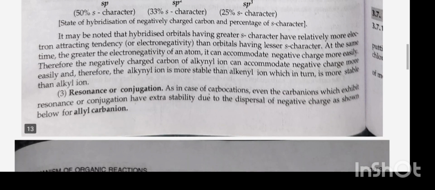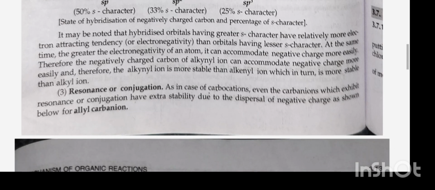It may be noted that a hybridized orbital having greater s character has relatively more electron attracting tendency, or electronegativity, than an orbital having less s character. At the same time, the greater the electronegativity of an atom, the more easily it can accommodate negative charge. Therefore, the carbon of the alkynyl ion can accommodate negative charge more easily, and therefore the alkynyl ion is more stable than the alkyl ion.